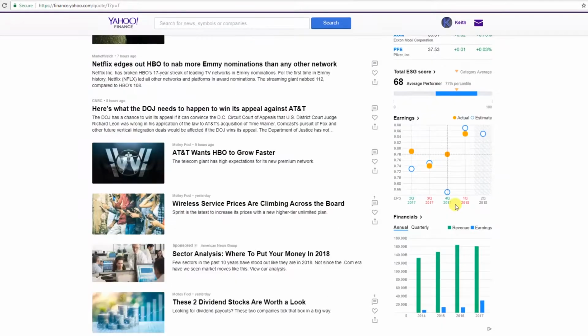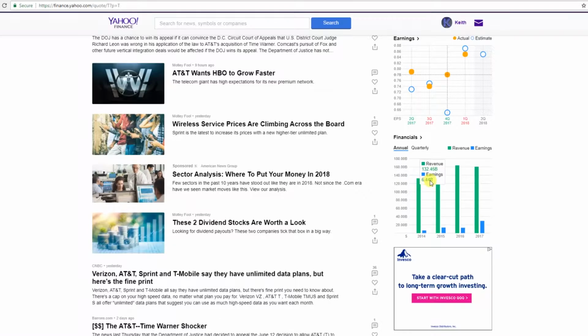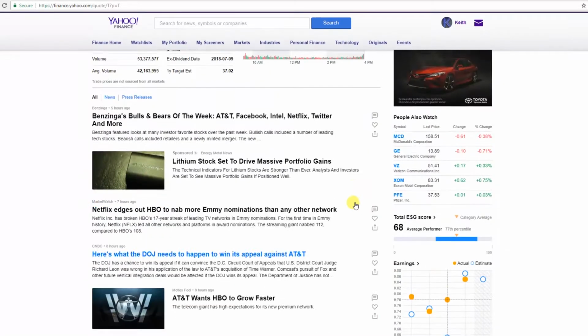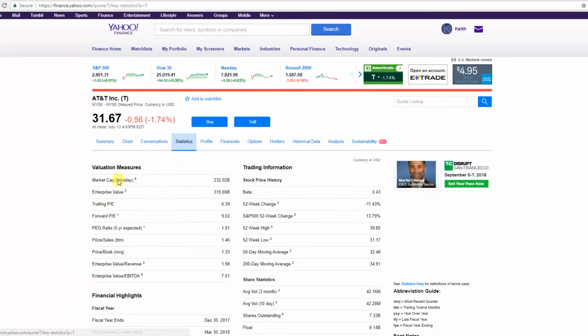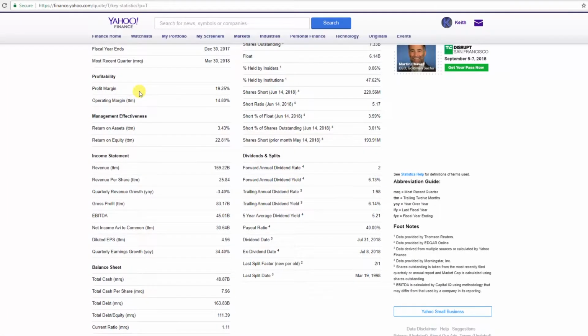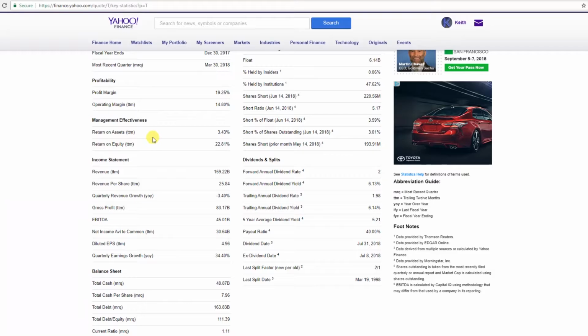Another thing I look up is the financials. I like to see the revenue, how it's been growing and stuff. Green is for the revenue, and this is for the actual money they earn. You can see that it's been going up, and I think that's due to tax cuts and stuff like that. So that's something we want to keep in mind when buying. Another thing I like to look at is the return on assets and return on equity.